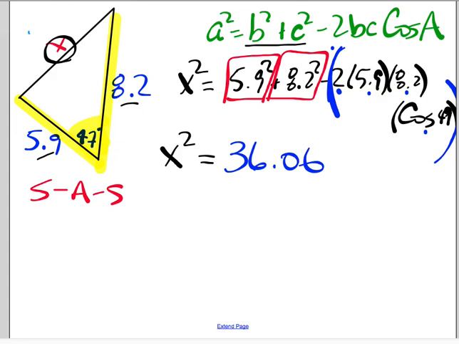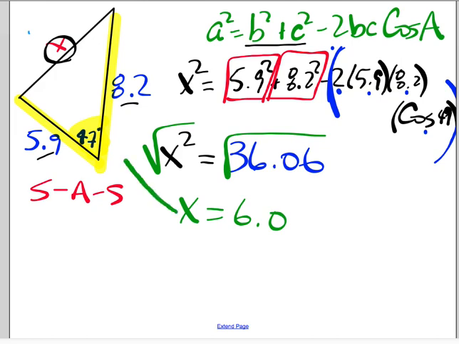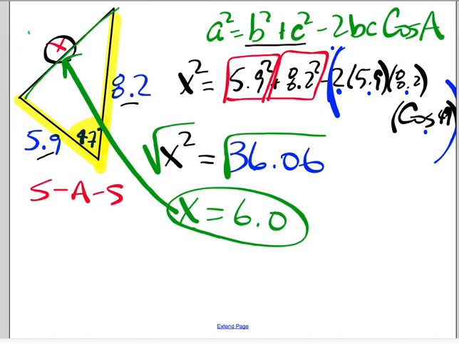Now, obviously, we're not done, so we take the square root of both sides to find x, and x gives us an answer of 6.0. All right? And so that is the value of that side. So this side right here would be 6.0, according to these numbers. And that's how you use the sine law, or sorry, the cosine law.